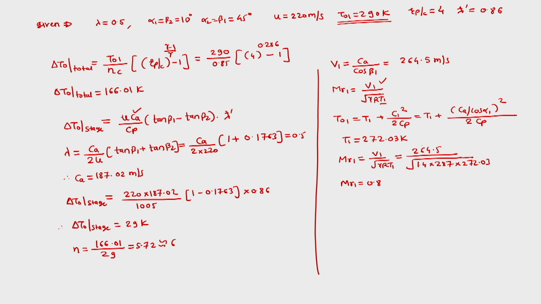So this is how we would have solved the example for the axial compressor, where we were asked to first find out the polytropic efficiency and then the Mach number and also number of stages.